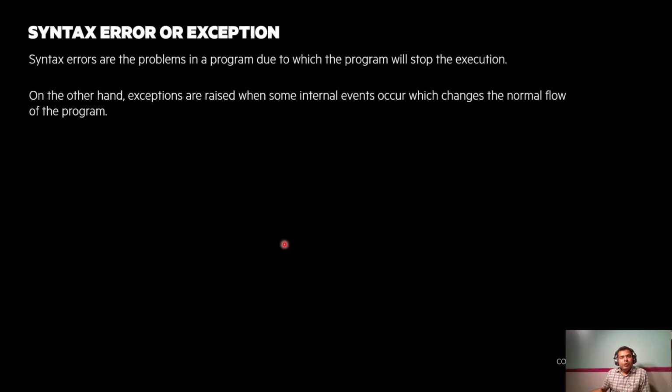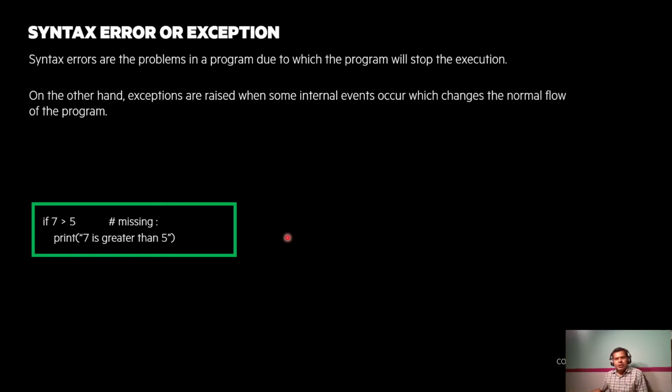But whenever the program is running and we encounter an unexpected situation, then the program flow will be changed. But if we haven't handled them, then yes, our program will end over there too. So let's see one quick example of the syntax error. In this diagram, we have a simple if condition where we are trying to compare 7 with 5. But what we did, we missed adding the colon and we'll end up with a syntax error.